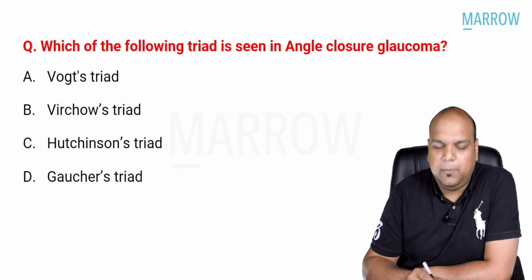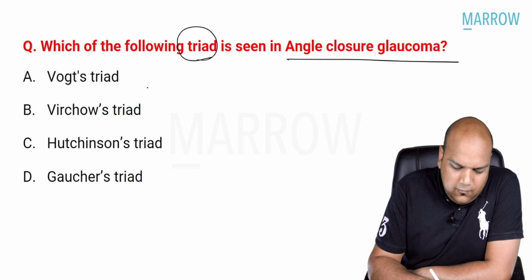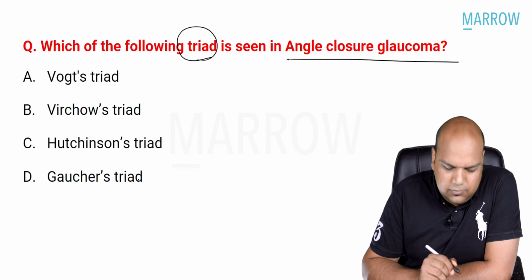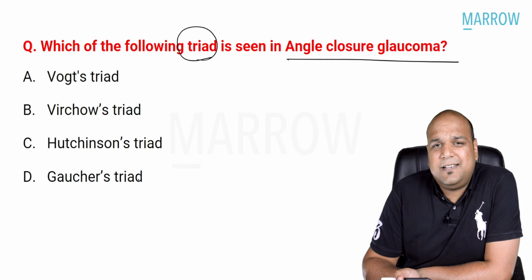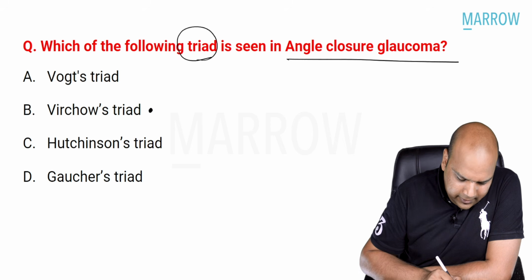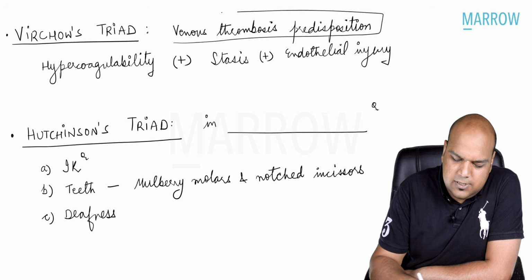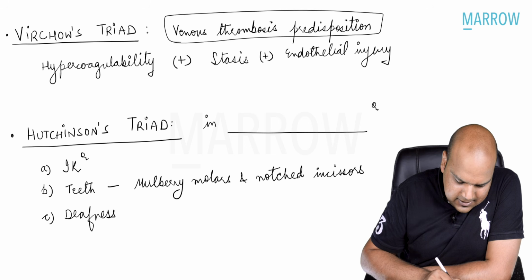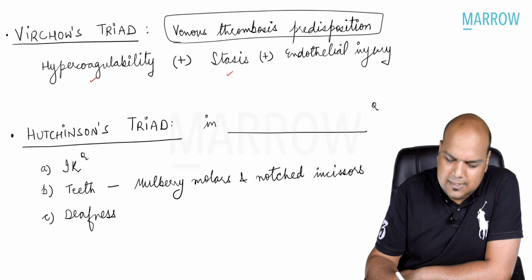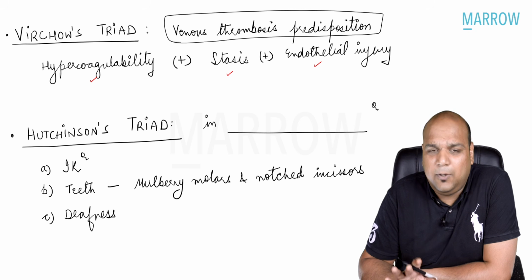The easiest question probably. Which of the following triad is seen in angle closure glaucoma? Vogt triad, Virchow triad, Hutchinson's triad, Gaucher's triad. If I didn't know this answer straight away, I could have ruled it out also. All of us know Virchow triad, everybody. It has nothing to do with the eye, nothing to do with ocular treatment. Virchow triad is seen in venous thrombosis predisposition. It is a triad which comprises hypercoagulability, stasis, and endothelial injury. All of us have read this during our medicine and our pathology, everybody.